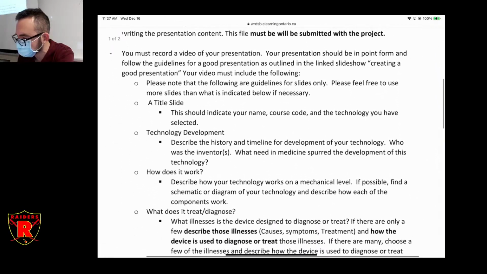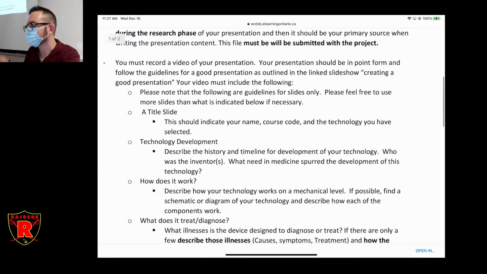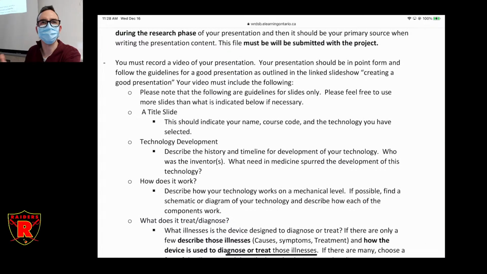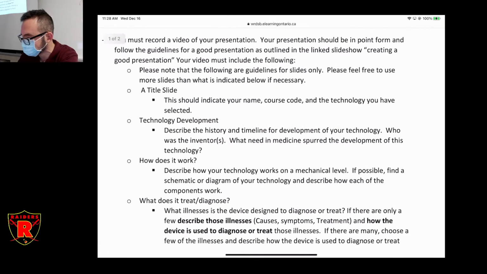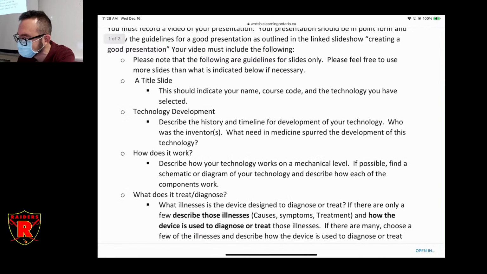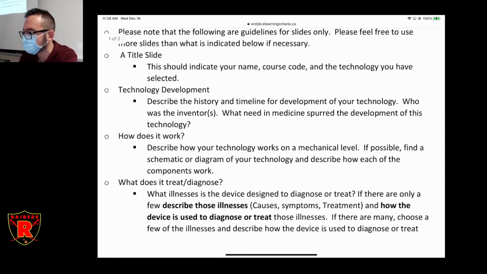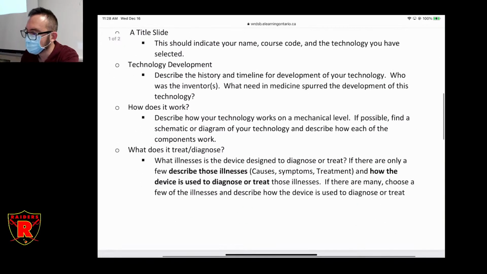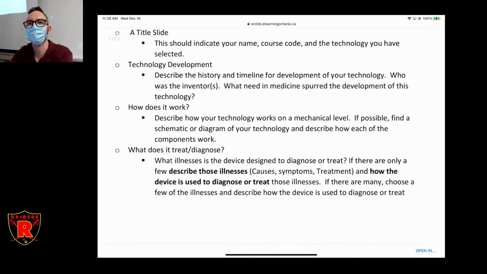I already talked about the research document. Make sure that you're recording a video. You're not just submitting the presentation without the video component. I'm not marking the presentation. I'm marking your presentation, the explanation of these things. Okay, so you being in it is key. Not that it's just like a dead document. Okay, I'm trying to assess your understanding, and that's why you need to be the person explaining it. So you're going to have a title slide. Include those things. Tell me about the development of your technology.